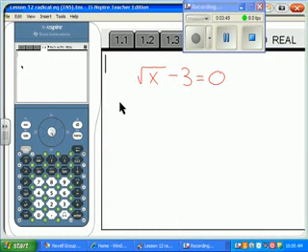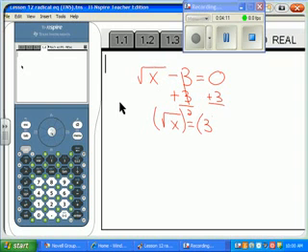So. Okay, so if I wanted to solve this algebraically, what would my first step be? Add 3 to both sides, yeah. So we get the square root of x equals 3. How do I get rid of a square root? Square, yeah. So I have to square both sides. The square root of x squared is x, and 3 squared is 9. Hard?